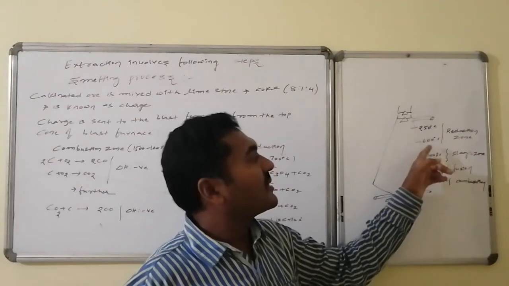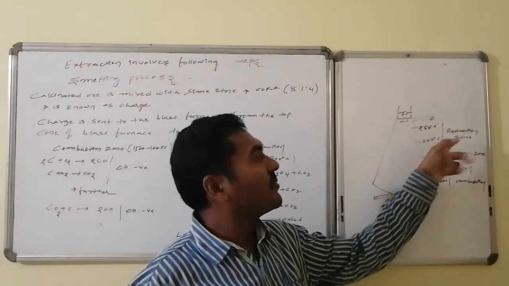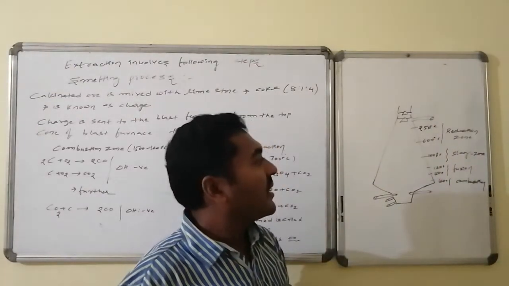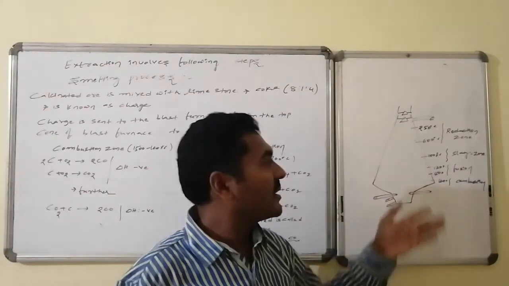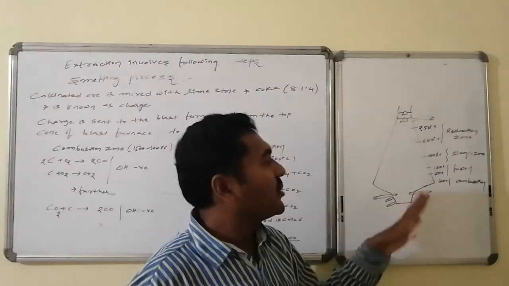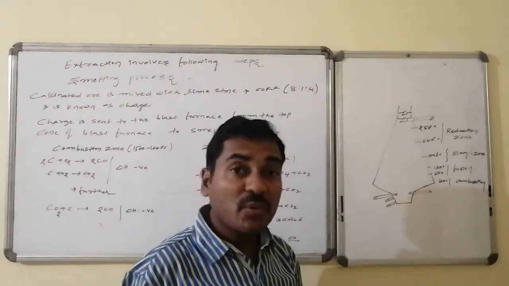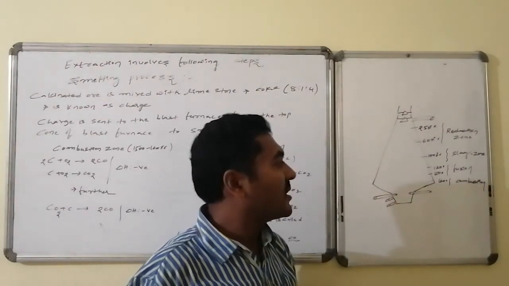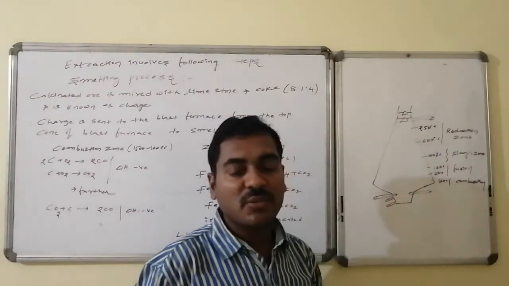And from 250 up to 600 to 700 degrees centigrade is said to be the reduction zone, and near 1000 degrees, that particular 800 to 1000 is said to be the slag formation zone, and 1200 to 1500 is said to be the fusion zone, and 1500 to 1600 is said to be the combustion zone.